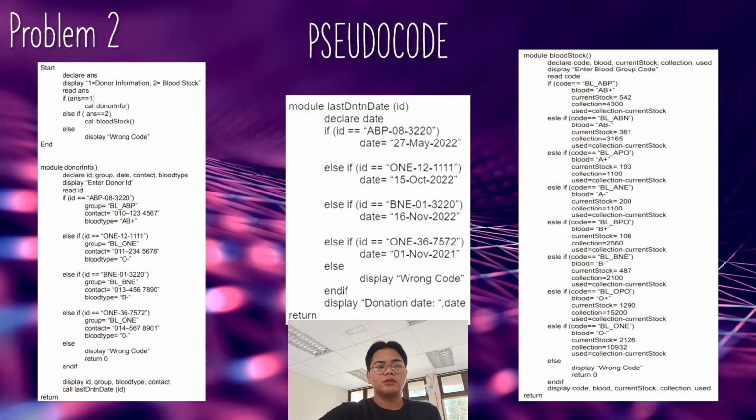For the blood stock module function, declare the code, blood, current stock, collection and use, and then display enter blood group code, read the code. If code equals to BL underscore ABP, blood will be AB plus, current stock is 542, collection is 4300, use equals to collection minus current stock, and so on. And then end if, and then display the code, blood, current stock, collection, and use, and then return to the main module.